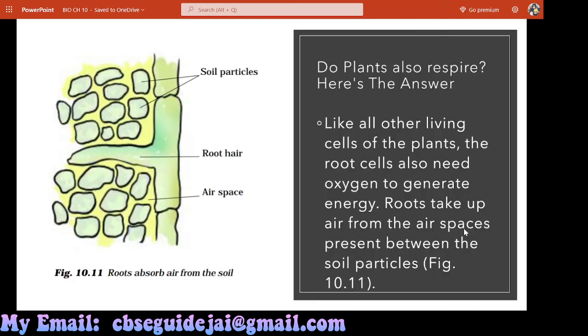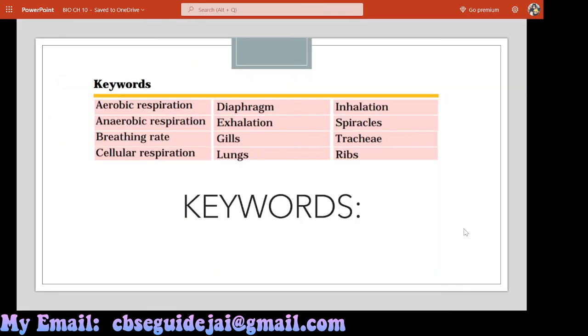Okay guys, plants also respire, like all living cells. The root cells also need oxygen to generate energy. Roots take up air from the air spaces present between the soil particles. Figure 10.11. These are the keywords of the whole lesson.